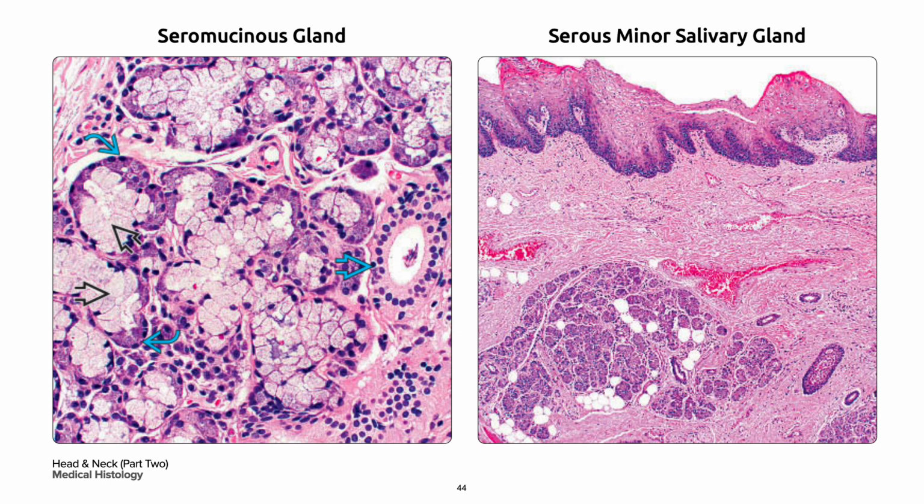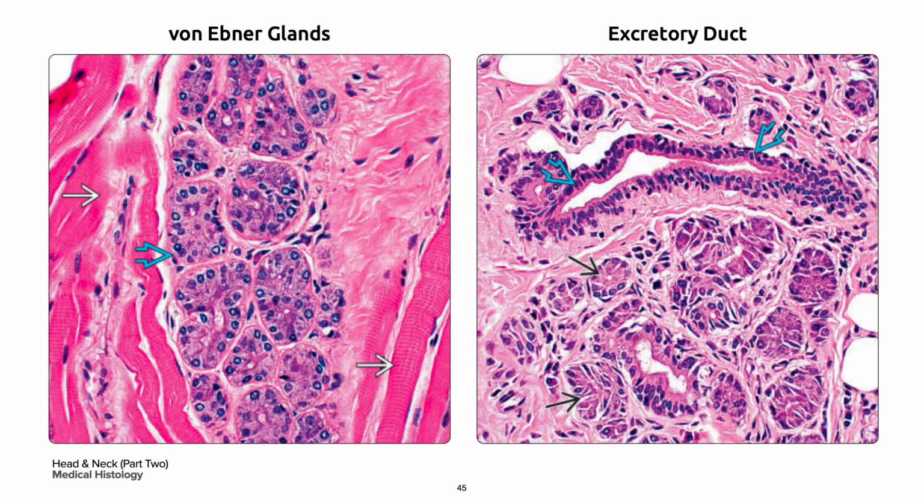On your right is a low power H&E showing the von Ebner minor salivary glands. These glands are found in association with the circumvallate papilla on the posterior dorsal tongue. Now, on your left is an H&E of the serous von Ebner glands in bold blue arrow. It shows the close association to the surrounding skeletal muscle in single white arrow.